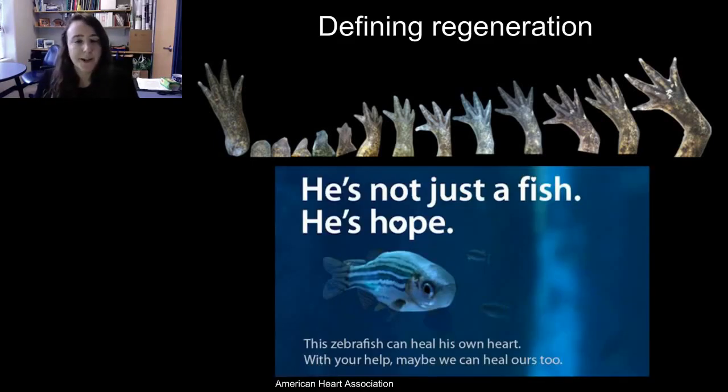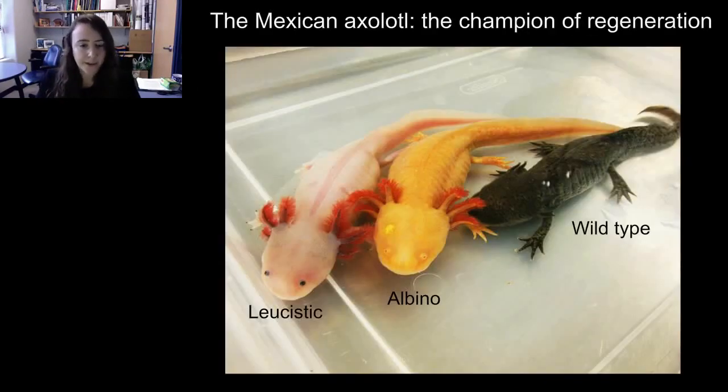This is an area of study that has become increasingly popular and increasingly well-funded because it has so many promising possibilities. For example, this is an advertisement from the American Heart Association promoting the study of the zebrafish, which is capable of regenerating parts of its heart after they have been transected. We want to study this complete functional regeneration in animals that are capable of it in order to hopefully utilize their abilities in other animals such as ourselves.